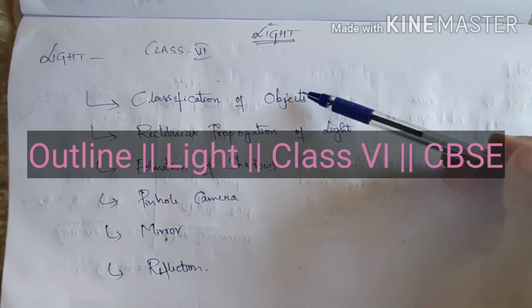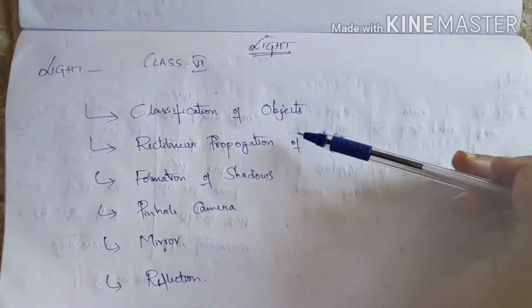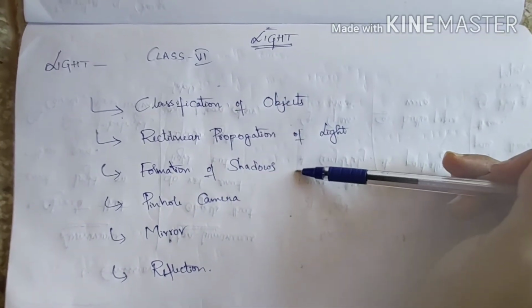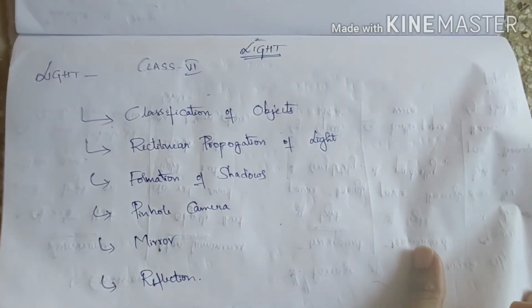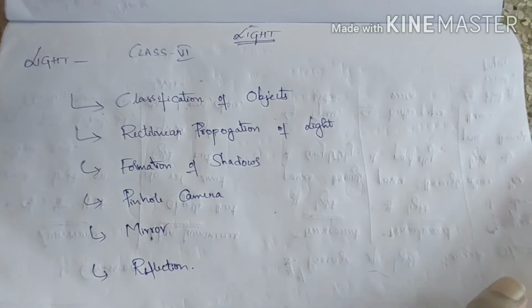So now we are seeing the outline of the chapter Light from class 6. First of all, we have classification of objects, next rectilinear propagation of light, then formation of shadows, pinhole camera, mirror and reflection. Now let us start with classification of objects.